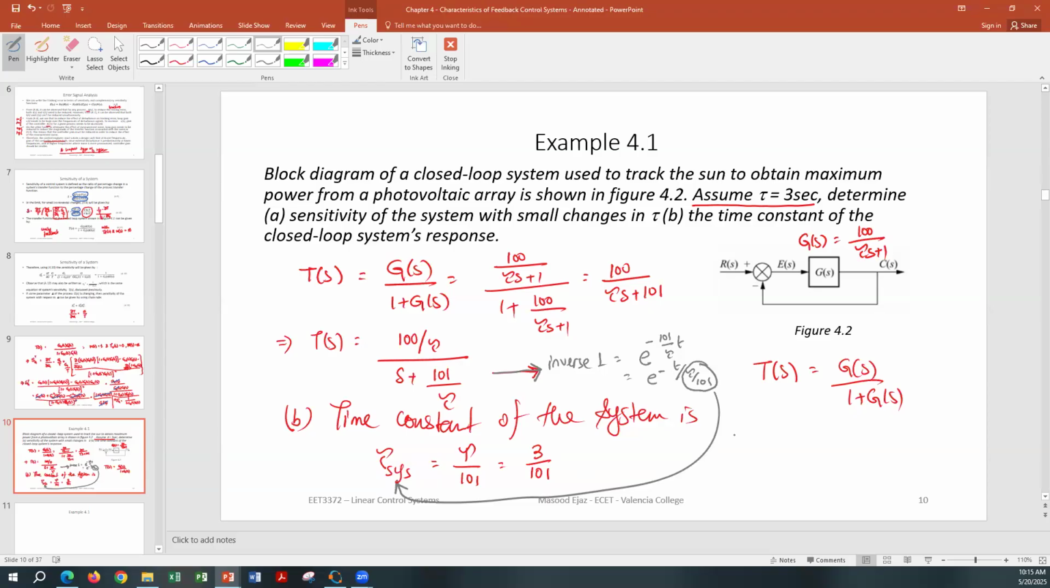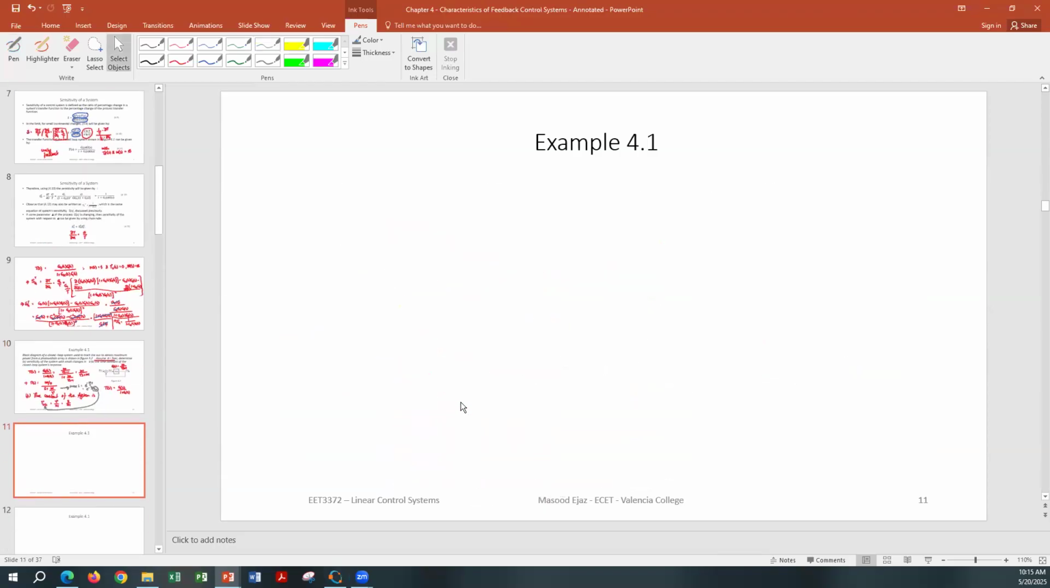So anyway, that's the second part. This is the time constant of the system. And the first part is, what was the first part? Oh, sensitivity of the system. So let's calculate the sensitivity of the system. Sensitivity of the system with the changes in the time constant of the process, which is tau. S of transfer function with the changes in tau.